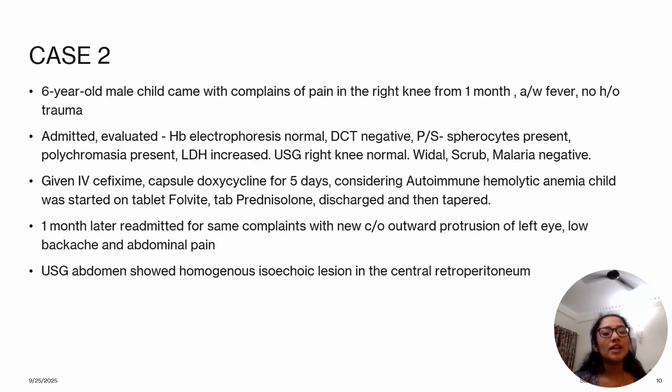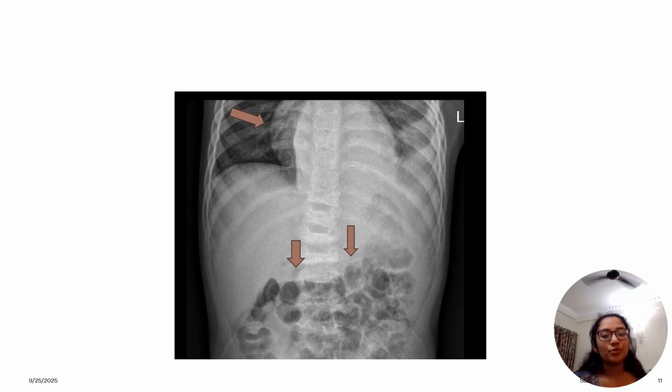1 month later, he was readmitted for the same complaints with new features such as outward protrusion of the left eye, low backache, and abdominal pain. So an ultrasound abdomen was done, which showed a homogeneous isoechoic lesion in the central retroperitoneum. A radiograph was done as well, which showed an increase in radio-opacity involving the abdomen and displacement of bowel loops inferiorly, as can be seen here.